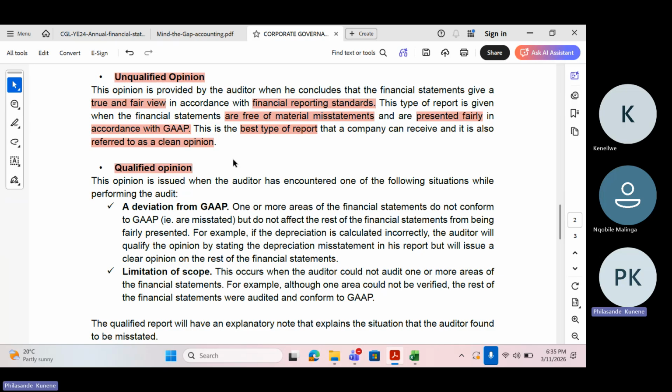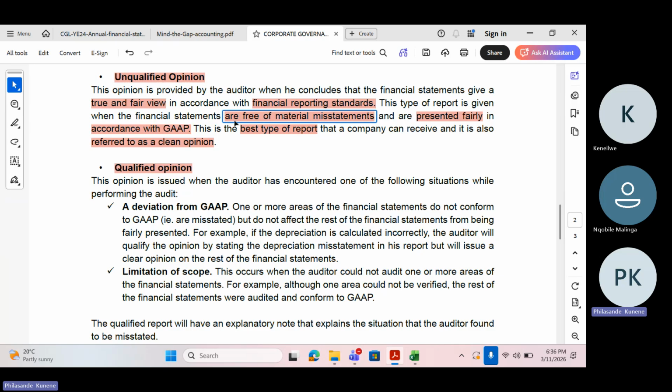If something is not clear here, you must tell me. But an unqualified opinion doesn't mean that there must be no error at all. That's one mistake I want you to avoid. You are a human being, you will always make errors, but be careful of your errors. They must not be material misstatements.